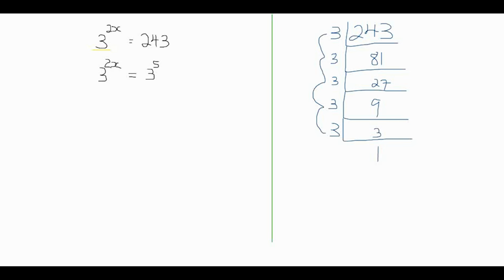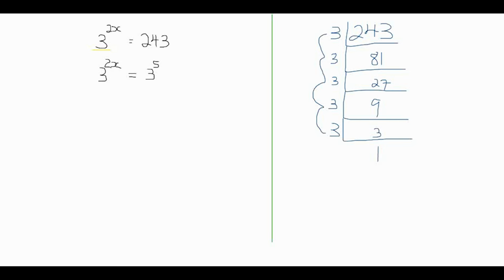Clears it up? Alright, great. So let's get back to this. When I say 3 to the power of 2x is equal to 3 to the 5, what does that statement tell you? What does that statement mean to you? If I have 3 to the power of 2x is equal to 3 to the fifth, this means the two statements are equal, regardless of what they look like.